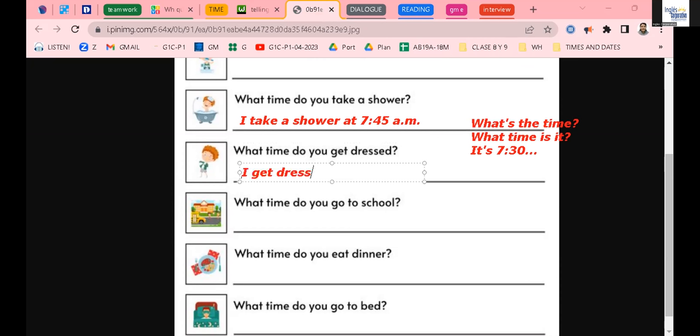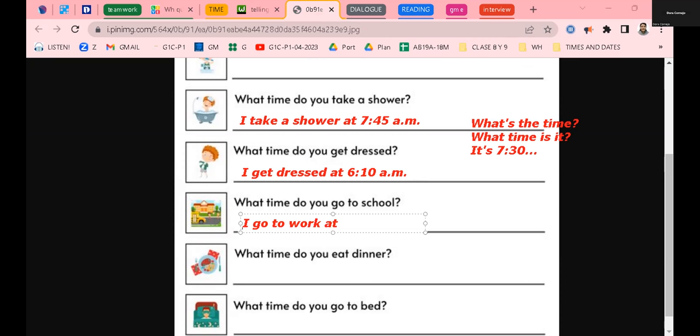I get dressed. Okay. At what time do you get dressed? Ideas? For example, it could be 6. Okay. 6:10 a.m. or 6:10. I get dressed at 6:10 a.m. What time do you go to work, Dora? You go to work at? I go to work at 8 o'clock. Okay, 8 o'clock.